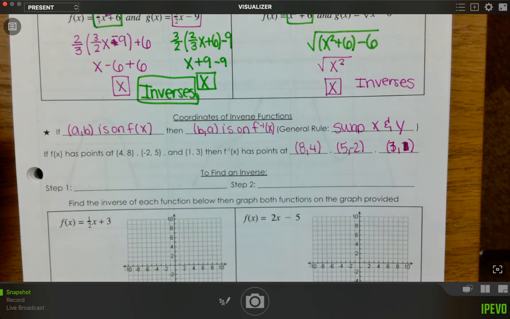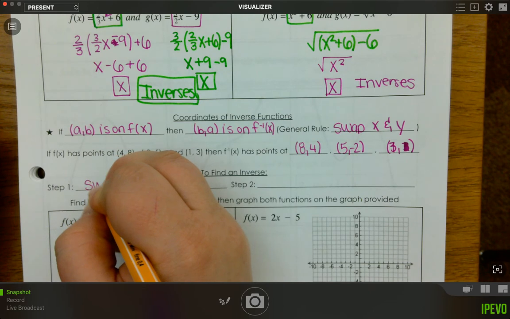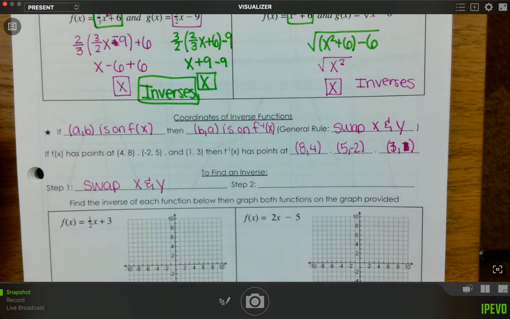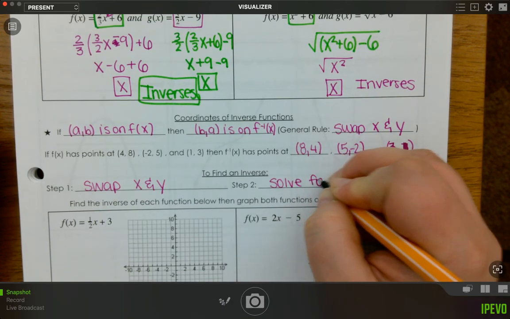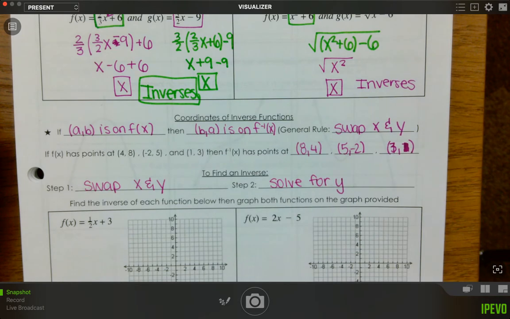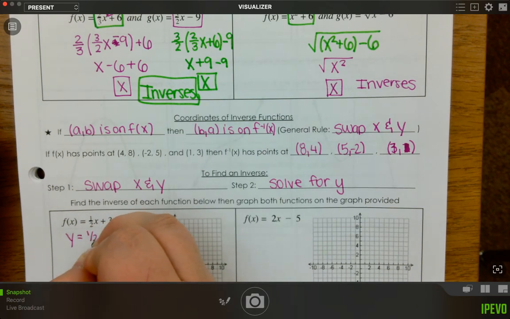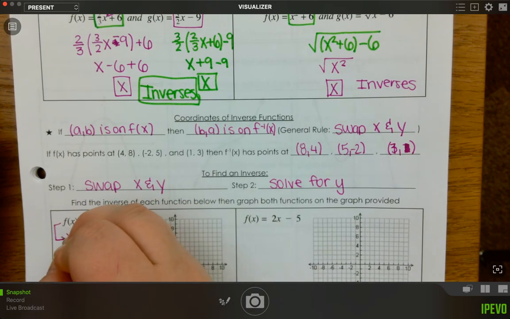Okay, and that kind of leads us into the next thing, which is to find an inverse. Step 1 is what we just practiced up there: swap x and y. But then at the very end, we don't want equations that aren't solved for y, so we need to solve for y afterwards. So for example, on this first one, f of x is the same thing as y. It's probably the first thing you need to know. Okay, these two are the same thing.